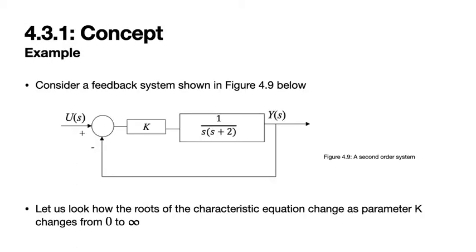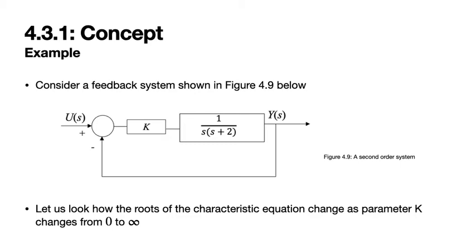To understand the root locus concept more, let us look at the example shown in figure 4.9, where we have our input U(s), the output Y(s), and a gain K here. The transfer function for the system we are investigating is G(s) equals 1 over s times (s plus 2). So definitely this is a second order system. In this example, H(s) is equal to 1.